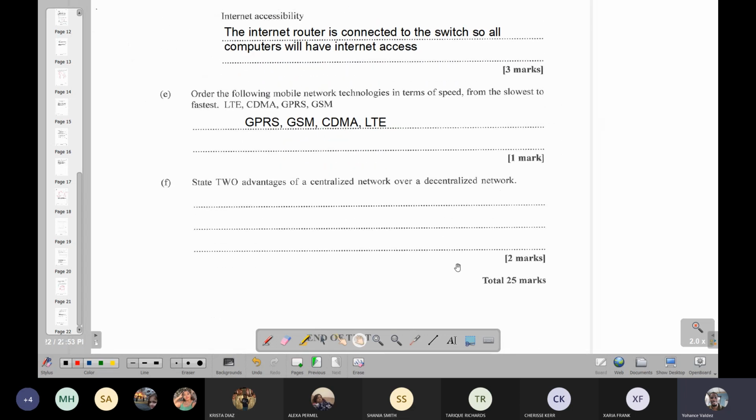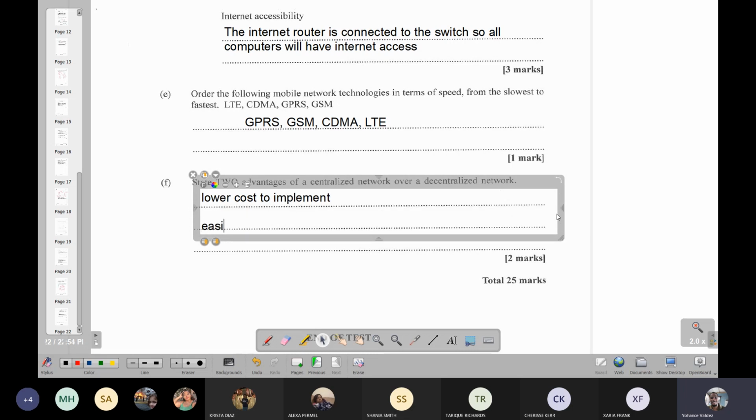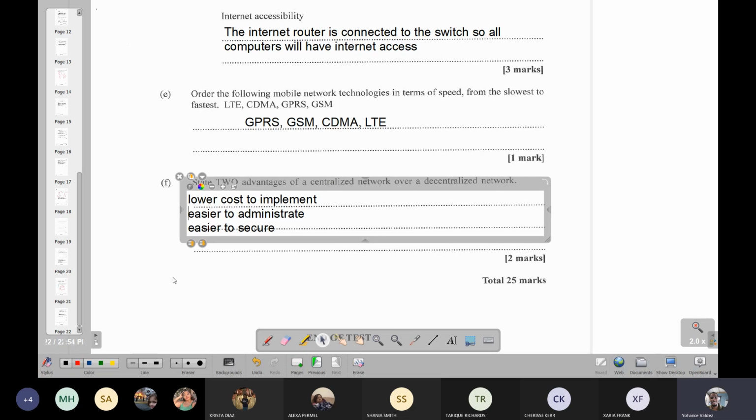But GSM was slower than CDMA at implementation. State 2 advantages of a centralized network over a decentralized network. Lower cost to implement and easier to administrate, and easier to secure. Okay, and that's questions 5 and 6. Next class we could probably take a look at questions 1 and 2.